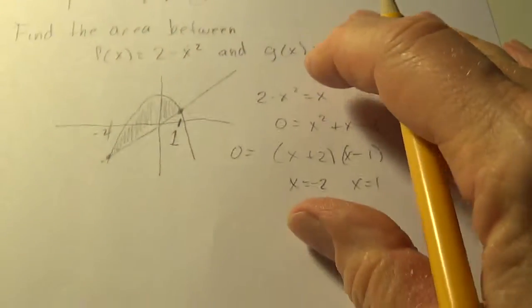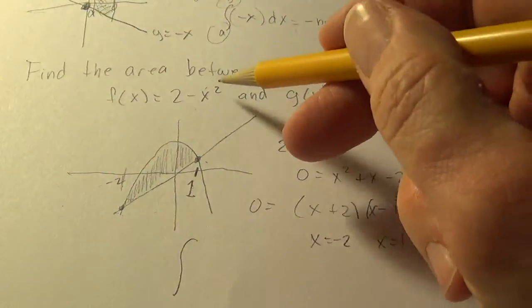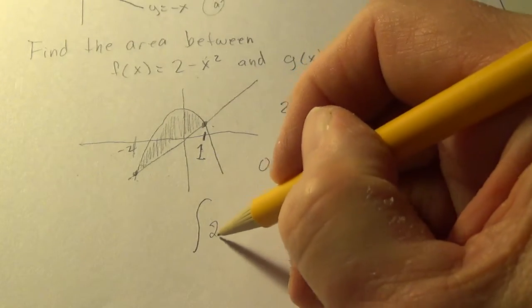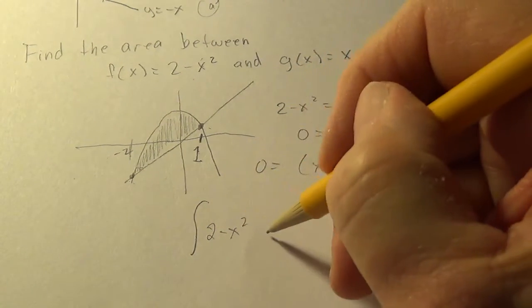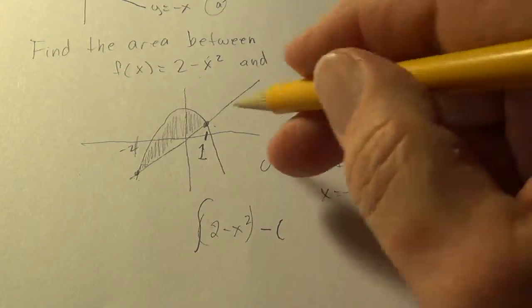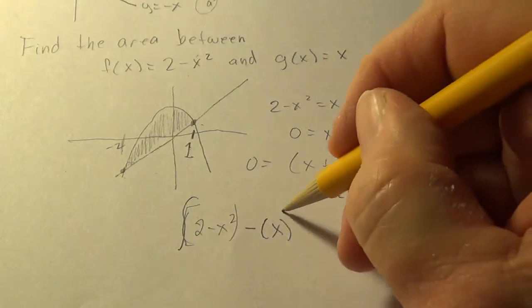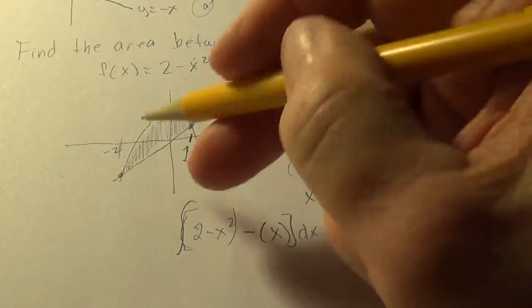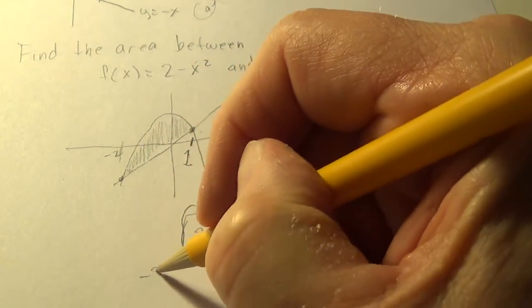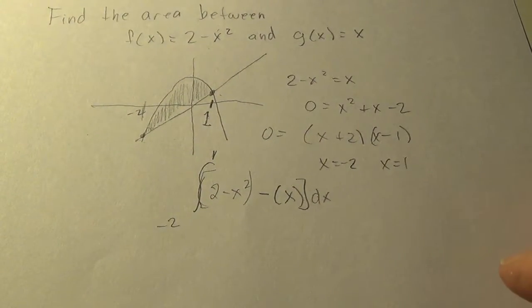All right, so now we're going to set this up. The upper curve is 2 minus x squared, and the lower curve is y equals x. It will be the upper curve minus the lower curve, from these x values, negative 2 to 1. So you can see how that works.